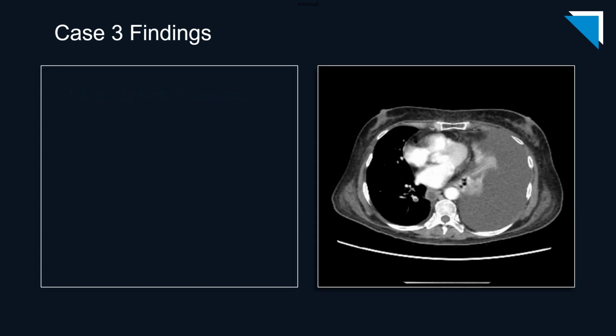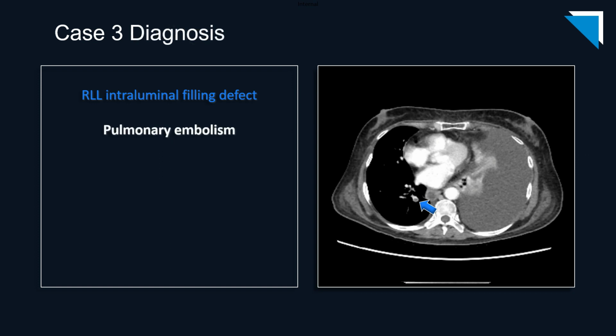Those of you familiar with my lectures will probably know what's coming. Note the small filling defect in a branch of the right lower lobe pulmonary artery, which is consistent with a small pulmonary embolism. Most of us who have missed these have missed them exactly one time. As soon as you add the lung bases with the soft tissue windows onto your search pattern, you will never miss these again.